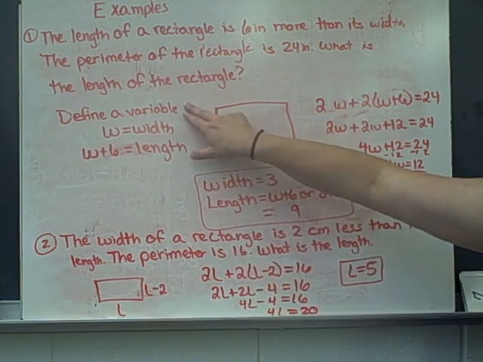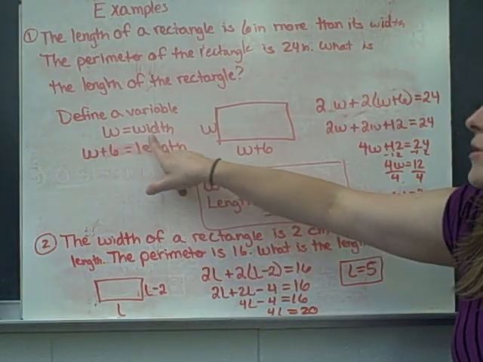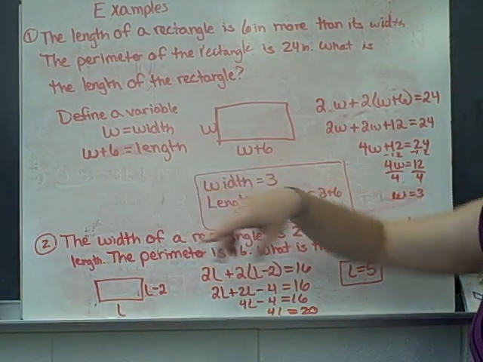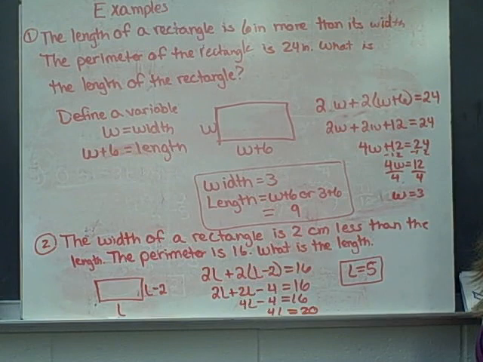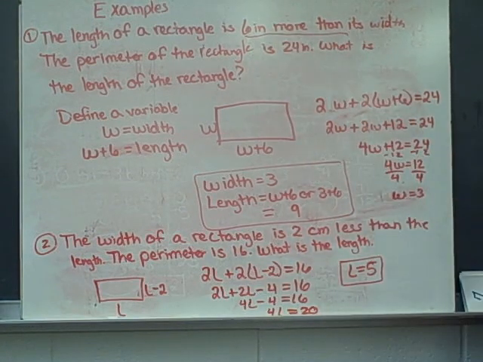So the first thing we have to do is define a variable. We are going to say that W represents the width. And from there we can define the length because we know that it is 6 more than the width. So if W is the width, W plus 6 is going to be my length. And from there we can set up an equation.